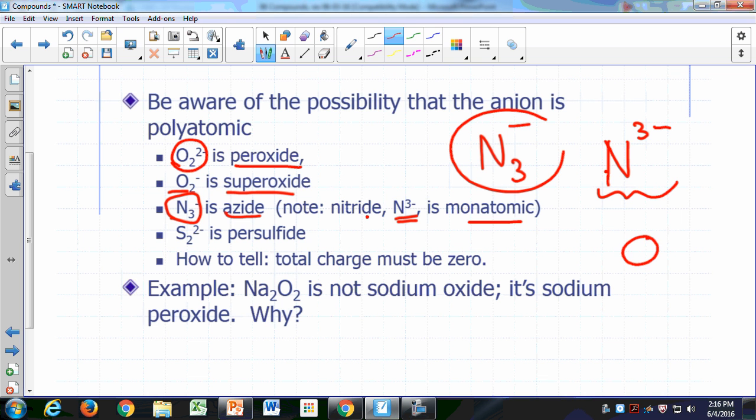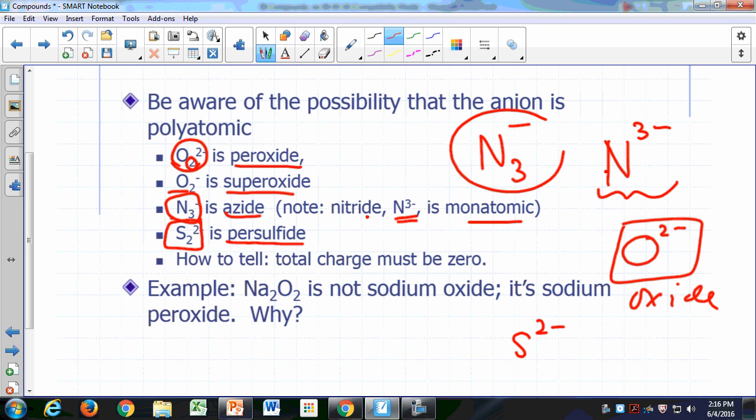So when you see that O2 and N3, be alert for the possibility that it's not oxide. Remember, oxide is O with a -2, that's monatomic. Be alert that if you see a 2 as a subscript for O, it might be peroxide or superoxide. Same thing with sulfide and persulfide. S2 with a -2 charge is called persulfide, and S with a -2 is sulfide. So if you have a formula that has an S2 in it, be alert to the possibility that it might be persulfide instead of sulfide.